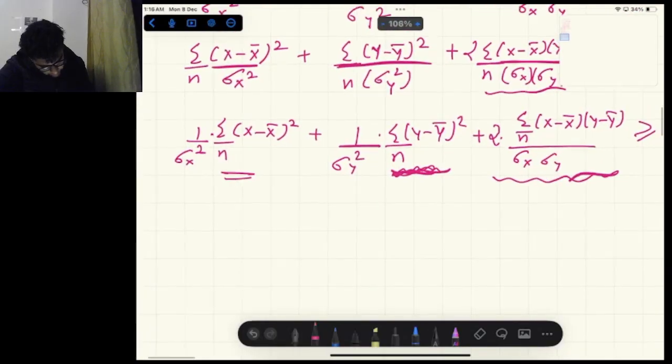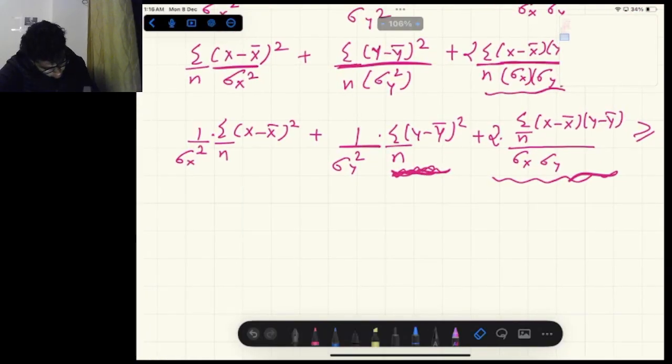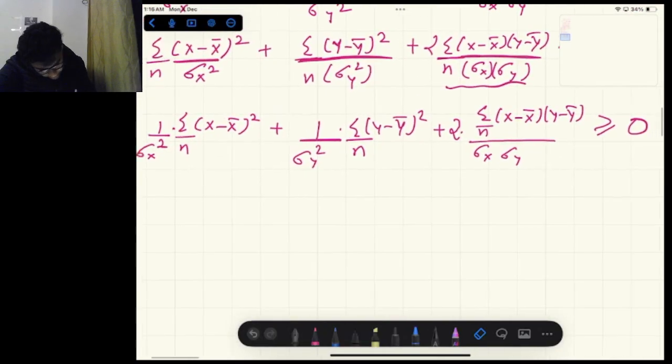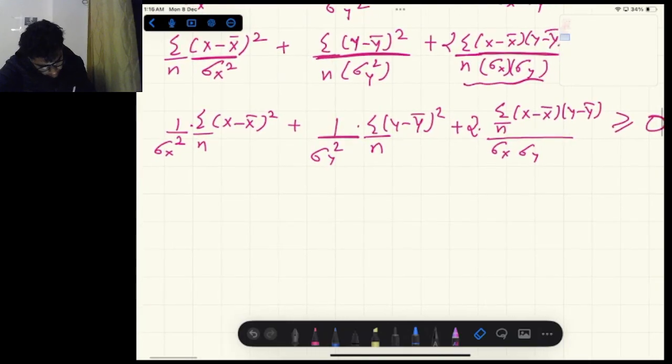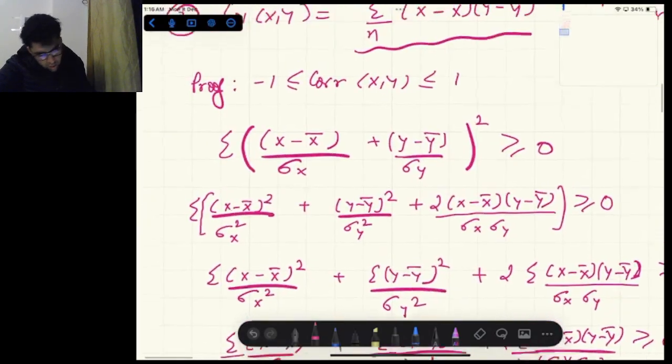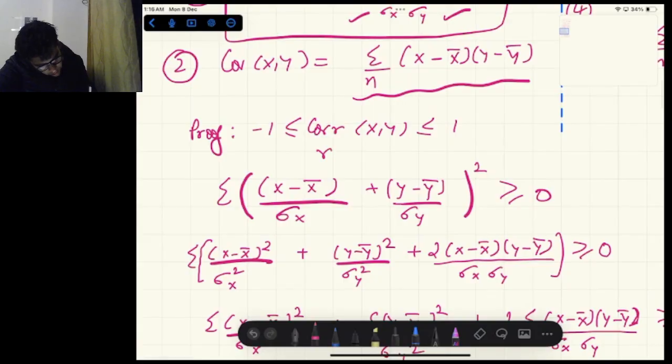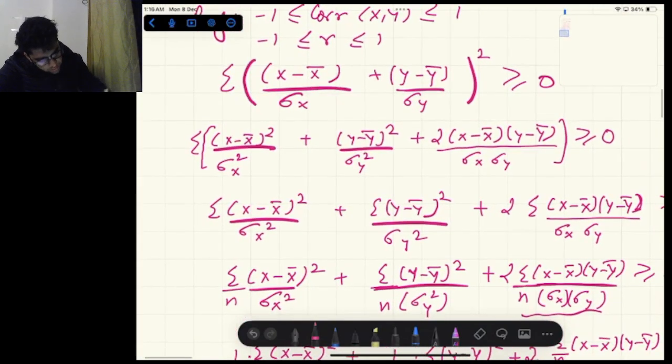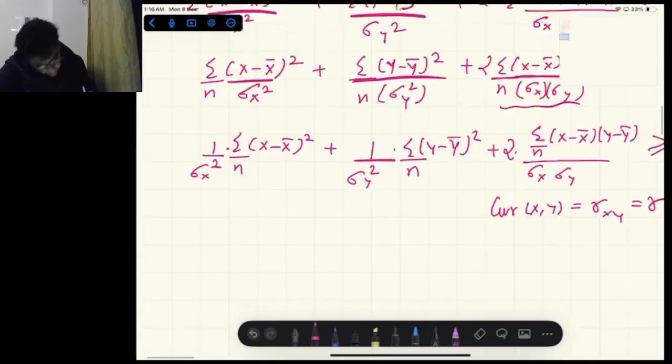So now let me just return and solve this. So what I have is this. I'll be representing my correlation x comma y by r of x comma y, or I'll be simply writing r. So my proof becomes, my r lies between -1 and 1, right? So this is the first part of my proof.